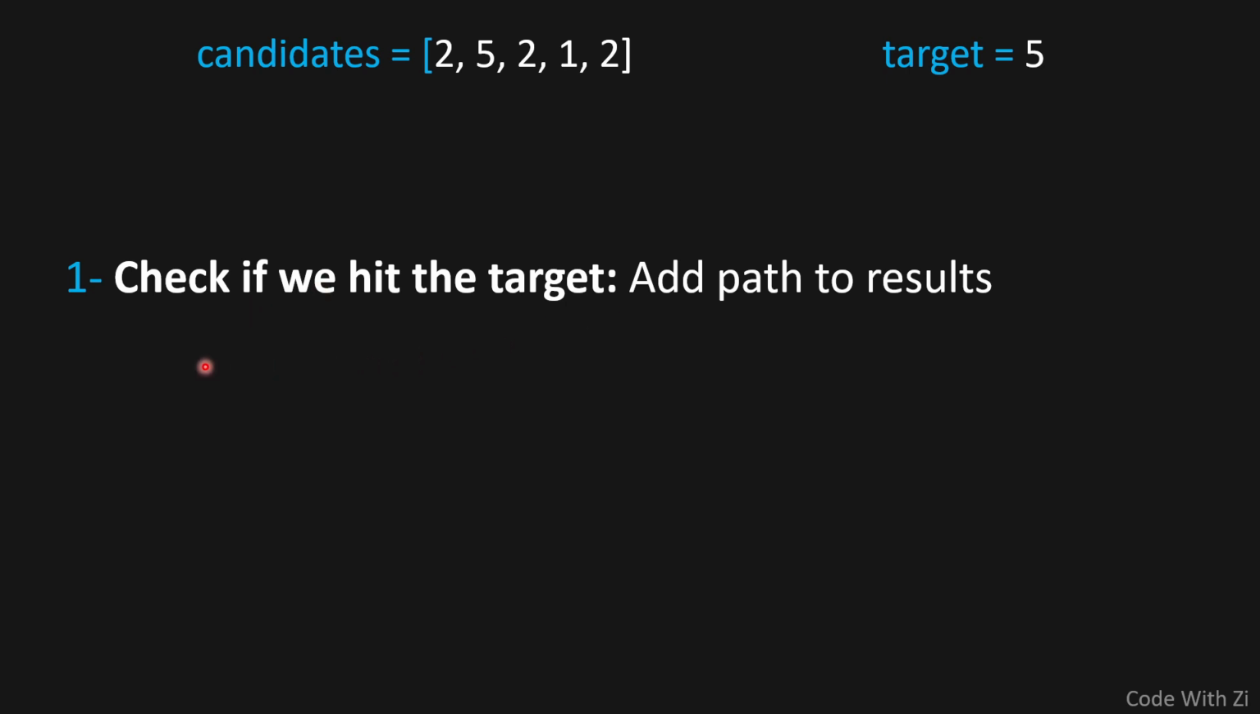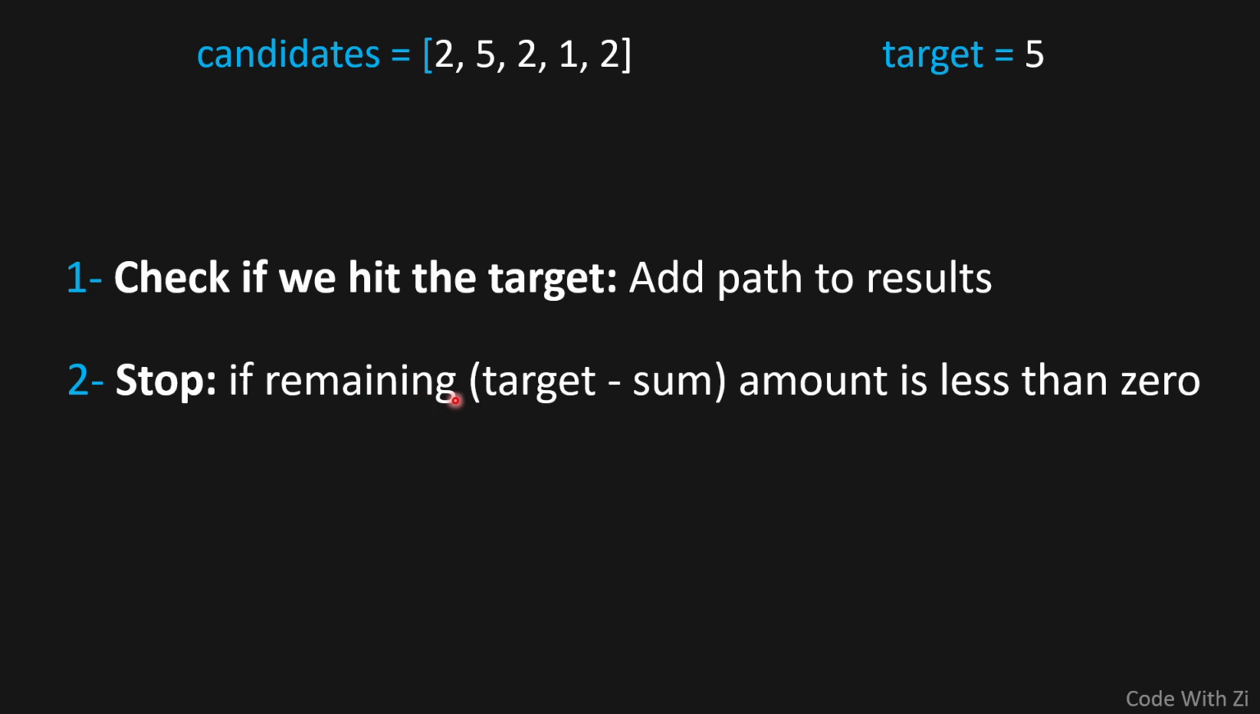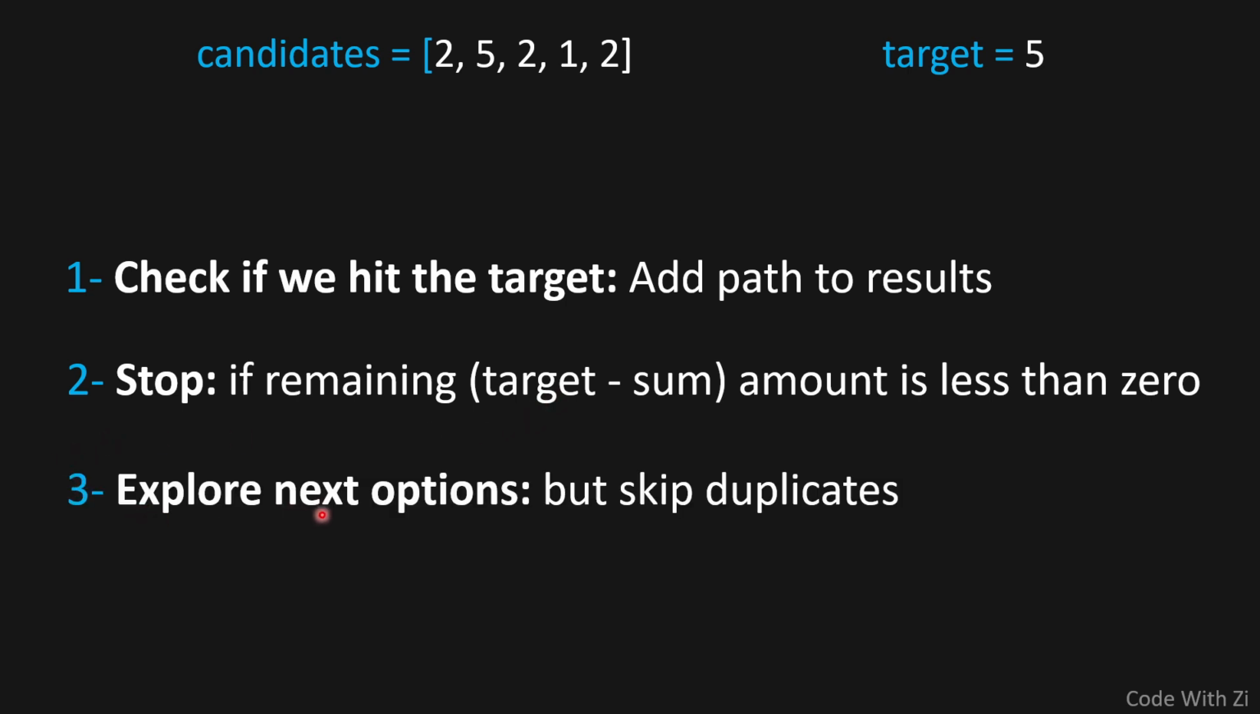The second step is that we're going to stop if the remaining, meaning our target minus the sum of the combination that we have here, is negative, because that means our current sum is greater than our target. So that means we don't have an answer and we're just going to stop. And this is our second step. So if we didn't hit the target and our sum was not greater than our target, we're going to have our third step, which is our final step, and we're going to explore next options, but we're going to skip duplicates.